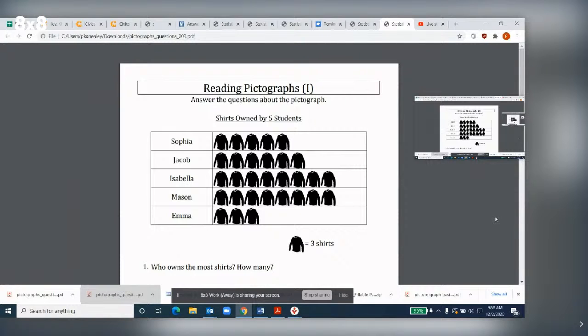So the first question: who owns the most shirts and how many? Just looking at this, you can see that Isabella and Mason both have the same amount of shirts, and they have 1, 2, 3, 4, 5, 6, 7, 8. Remember, each shirt represents 3. So both Isabella and Mason own 24 shirts. It would just be 8 times 3. So you write Isabella and Mason, and they each own 24 shirts.